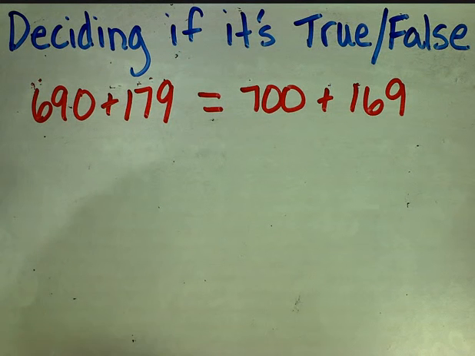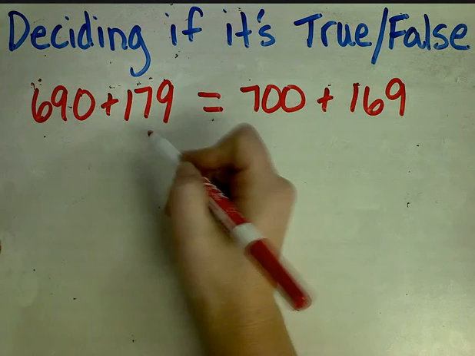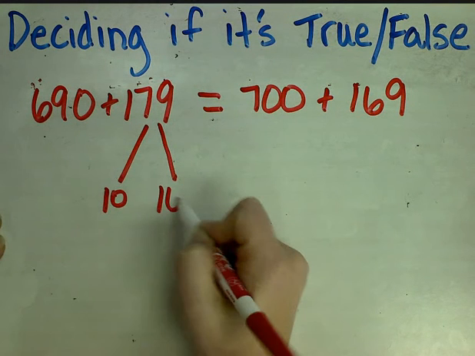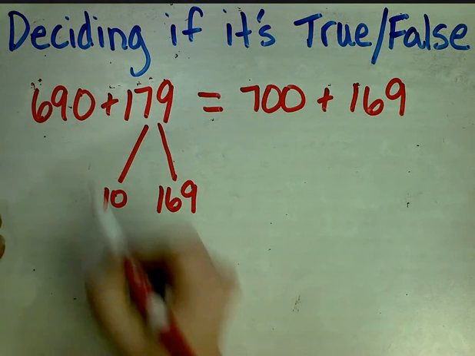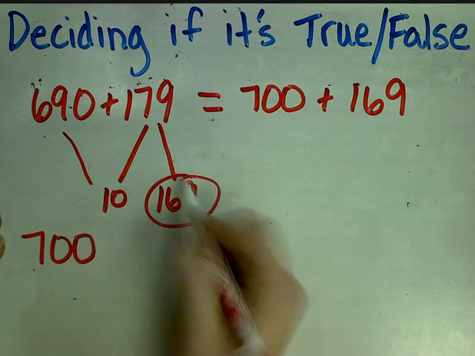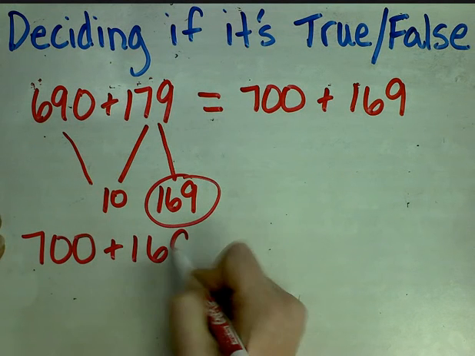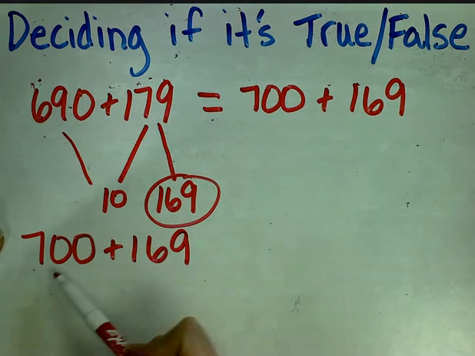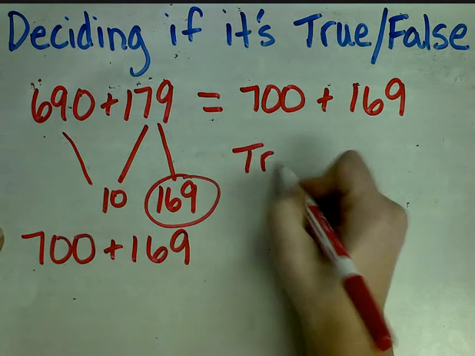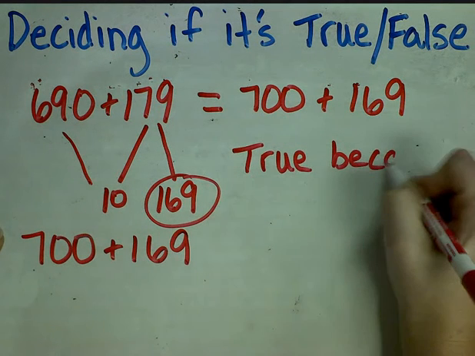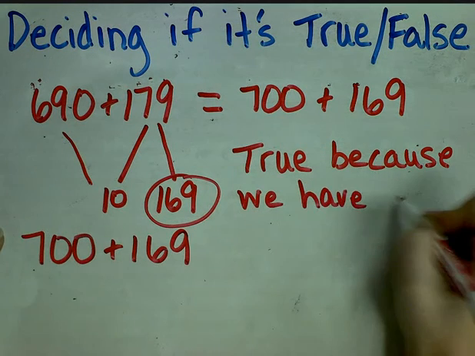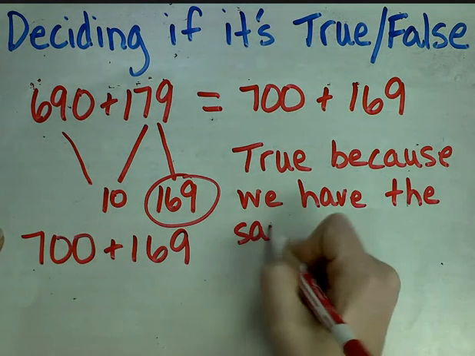In this case, I'm going to use a number bond to solve this. So I'm going to take 10 from 179, which leaves me with 169. I'm going to bond 690 with that 10, which would be 700, and add my remaining number, which is 169. I might then look and say, this is the same equation as this one. And my proof would be it is true because we have the same number sentence.